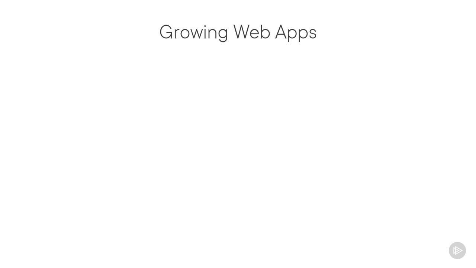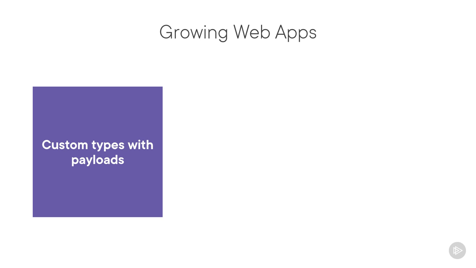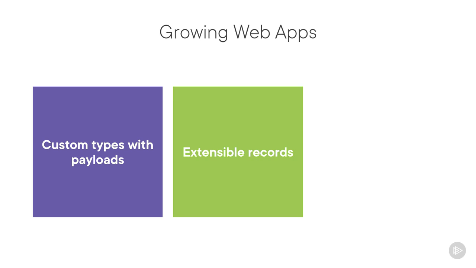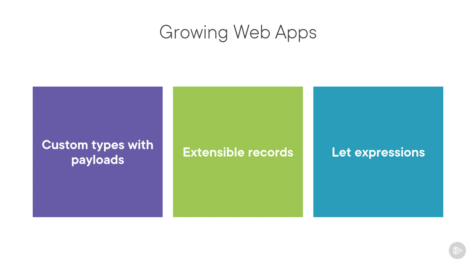Overall, use 3 approaches to implement growing web apps with more interactivity. First, use custom types with payloads to take care of the growing number of messages. Second, use extensible records to work with very large models. Third, use let expressions to make the code easier to understand by moving definitions into a separate local scope. Let's demo these approaches.